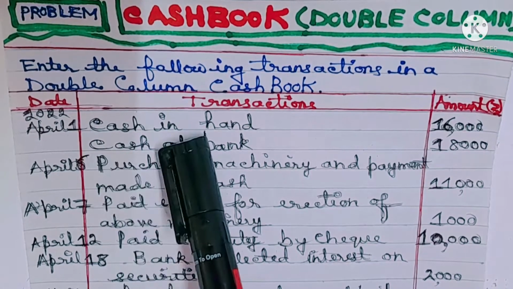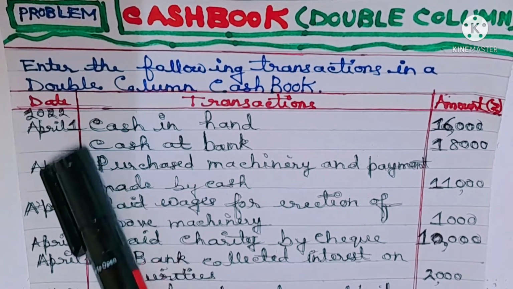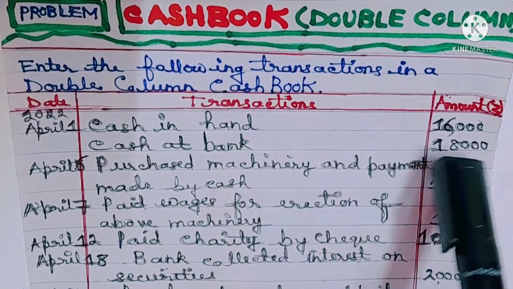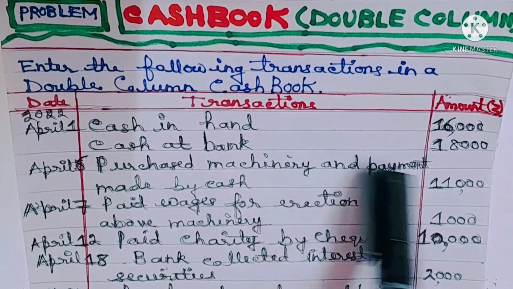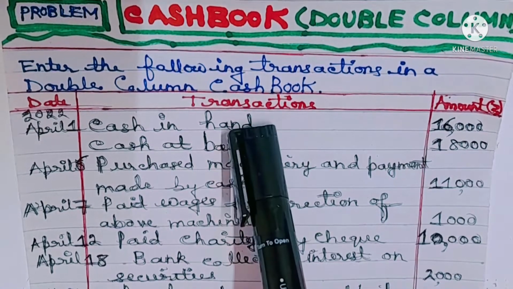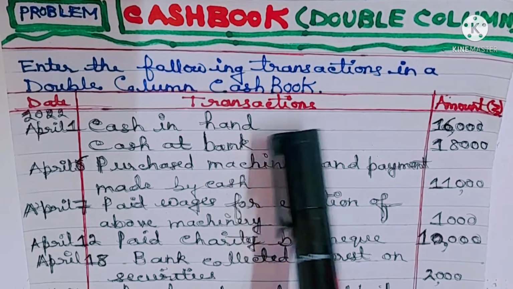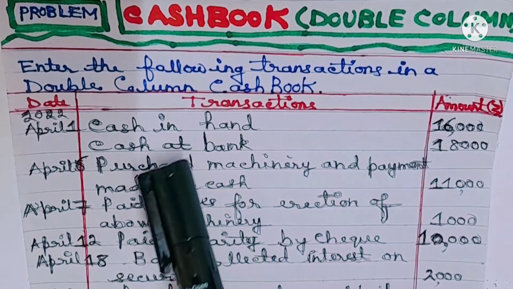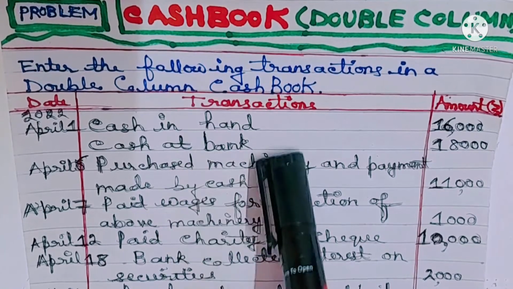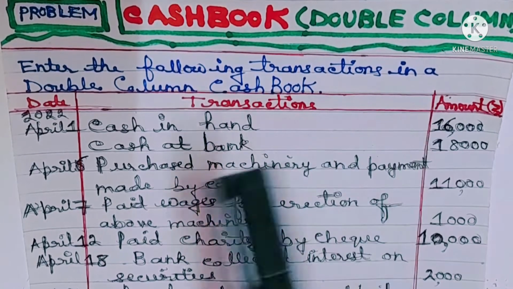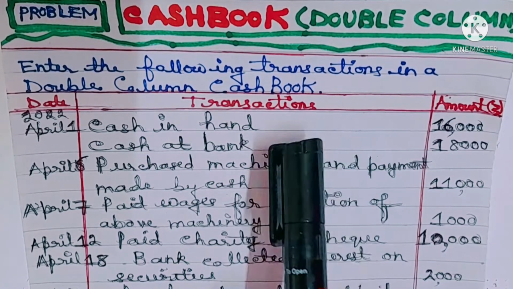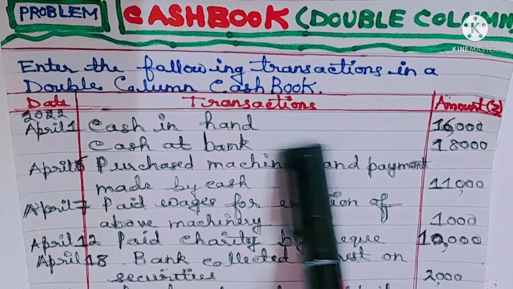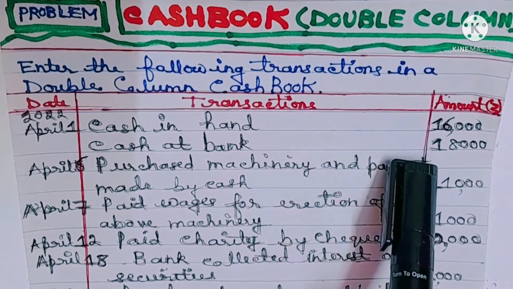The first transaction is on 1st April 2022, cash in hand 16,000, cash at bank 18,000. So the opening balance of cash is given in the problem, and the opening balance of cash at bank is also given in the problem. So we don't have to prepare any journal entries, so the question of narration does not arise.